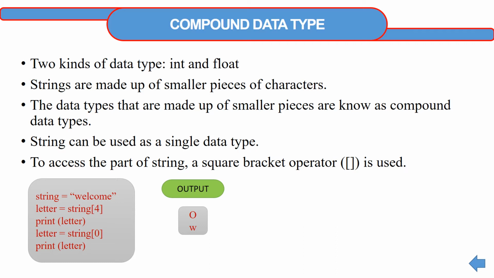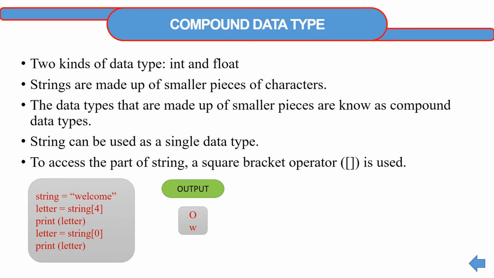Here is an example that you can see. I have given a variable called string. In that variable I have given welcome. Now I am going to assign another character, string of 4. String of 4 is an index of the particular string. The index starts from 0, and at index 4 the character is O. For WELCOME, the fourth character is O.